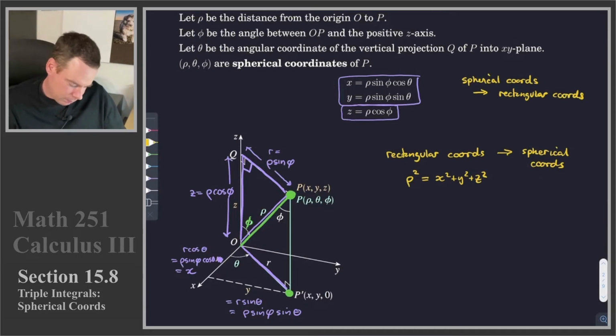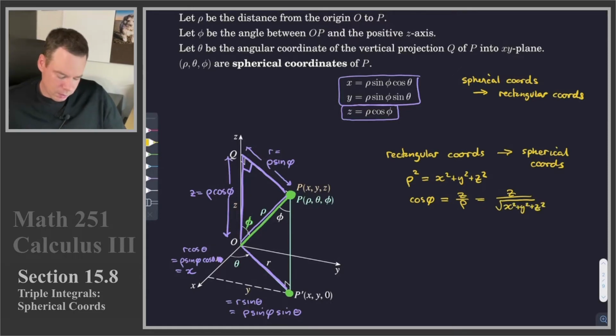We also have that from our equation z is equal to rho cos phi, we have that cos phi is equal to z over rho, but we just found out that rho is the square root of x squared plus y squared plus z squared. So there's a relationship that gives us from our x, y, z value what our phi value is. And lastly, we have the same relationship for theta as related to y and x. So tan theta is y over x. So those three equations give us the rho, phi, and theta values from the x, y, z values.